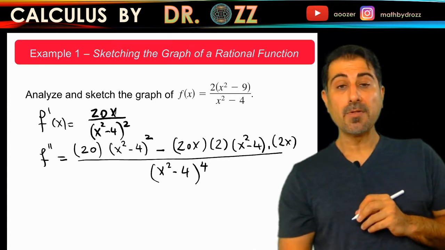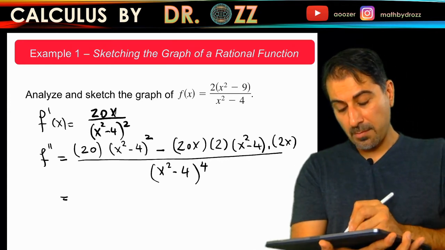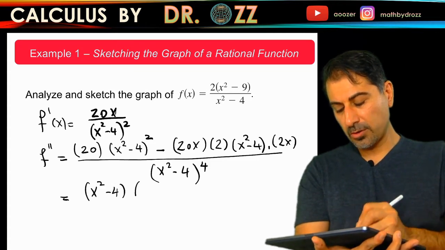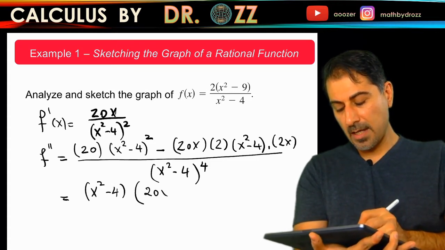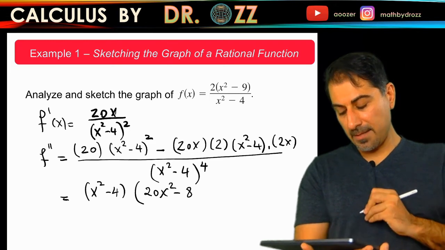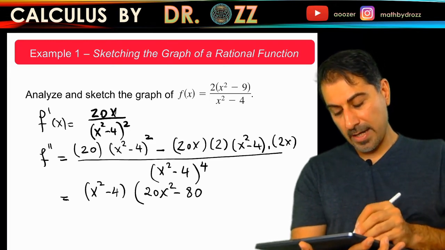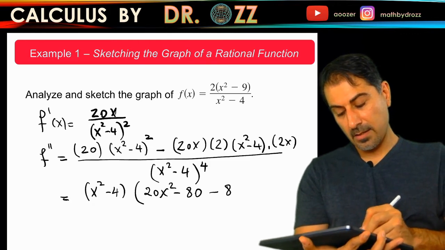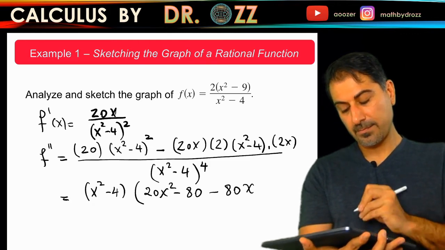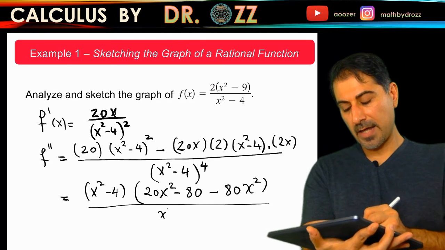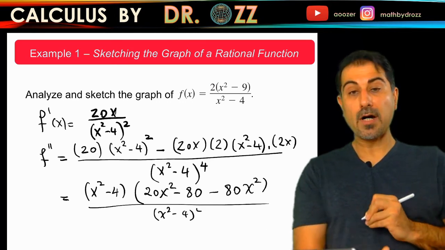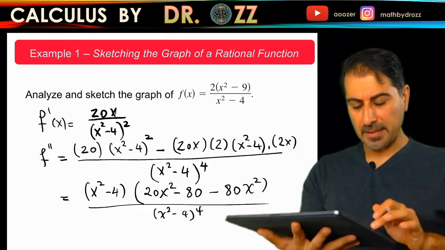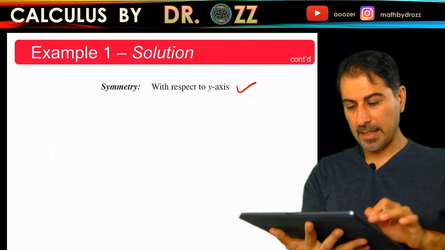So now I'm going to simplify the top, and I'm going to factor out x squared minus 4. So you have 20x squared minus 80. And then I do have, let's see, 40x and 80x squared, all dividing x squared minus 4 to the power of 4. And you can simplify the top further, but let me just show you what I got so far.